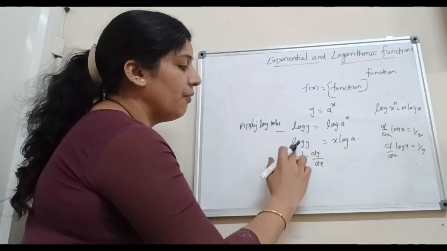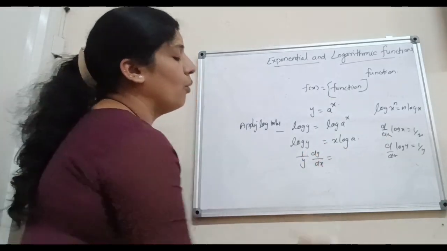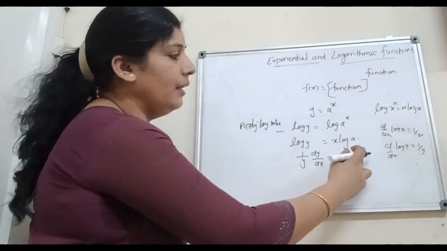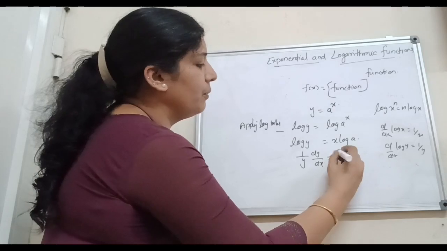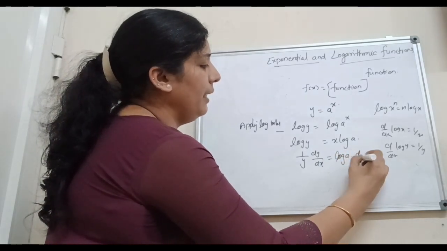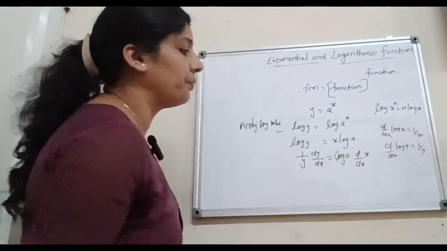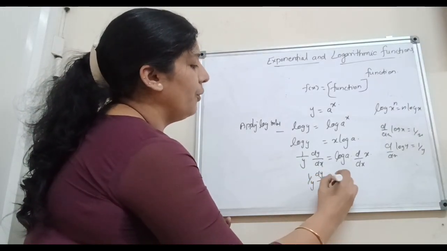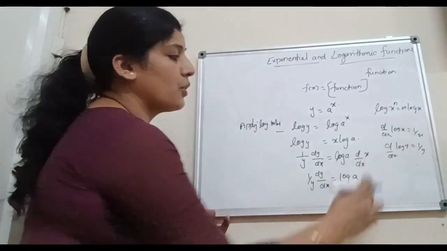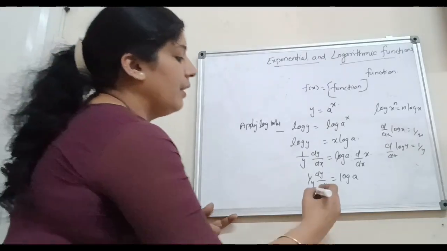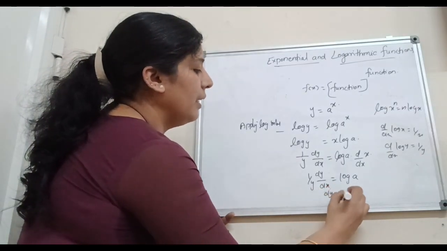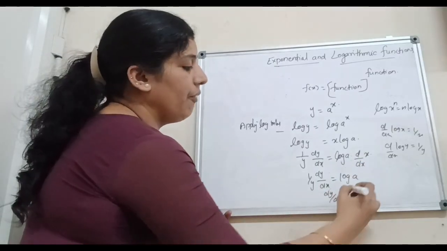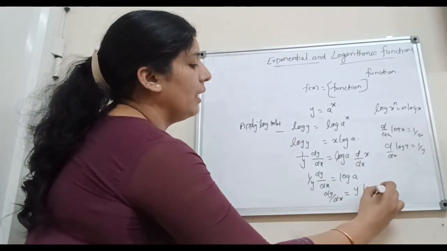Therefore, the left hand side is 1 by y into dy by dx equal to, now here log a is constant. Take it outside, log a into d by dx of x. That is, 1 by y into dy by dx equal to what? Log a. D by dx of x is 1. Therefore, dy by dx equal to what? Here 1 by y, take it to this side. It is y into. Therefore, dy by dx equal to y into log a.